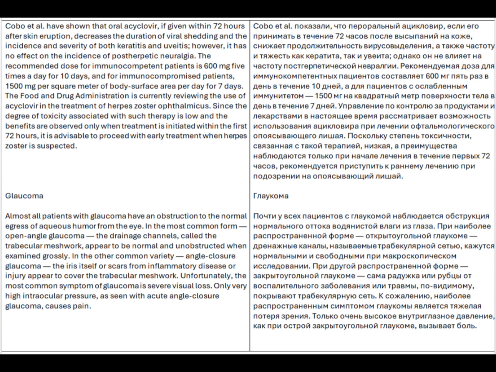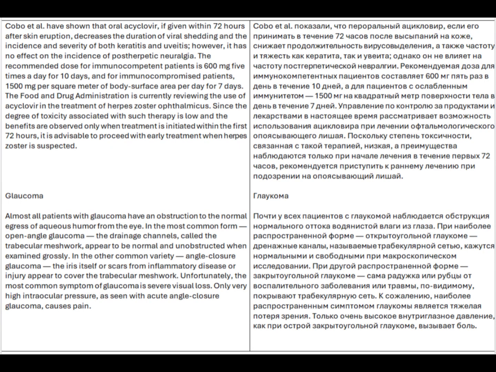The recommended dose for immunocompetent patients is 600 mg 5 times a day for 10 days, and for immunocompromised patients, 1,500 mg per square meter of body surface area per day for 7 days. The Food and Drug Administration is currently reviewing the use of acyclovir in the treatment of herpes zoster ophthalmicus. Since the degree of toxicity associated with such therapy is low and the benefits are observed only when treatment is initiated within the first 72 hours, it is advisable to proceed with early treatment when herpes zoster is suspected.